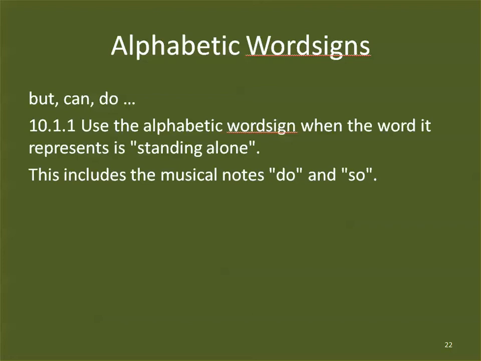Okay, we'll move on to the first category of contractions, and that is the alphabetic word signs. This is the new term for those but-can-do contractions. We can use those alphabetic word signs whenever those letters are standing alone, and that includes the musical notes do and so, which was not the case in EBAE. In EBAE, it only meant words, the word do and the word so, not the musical notes.